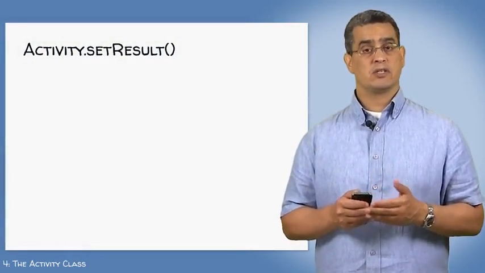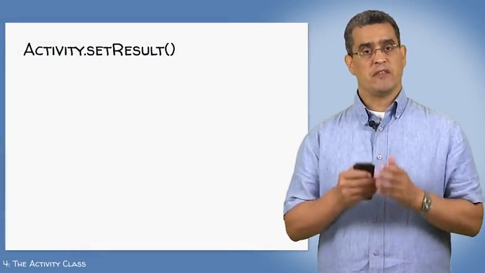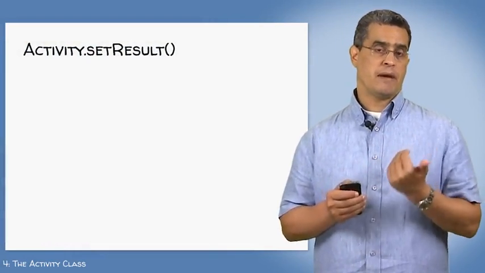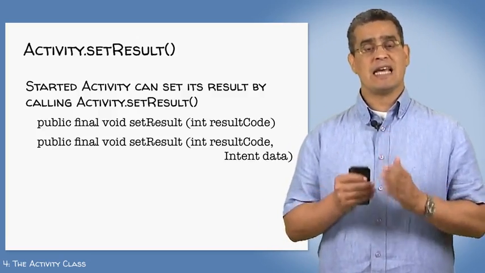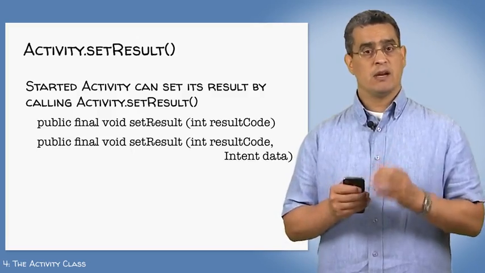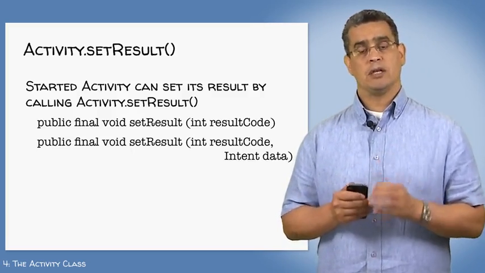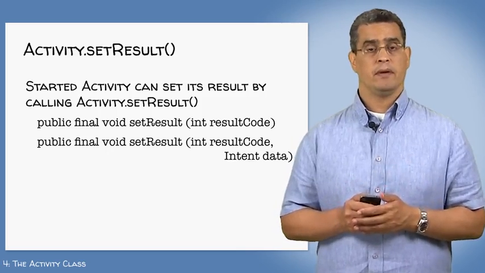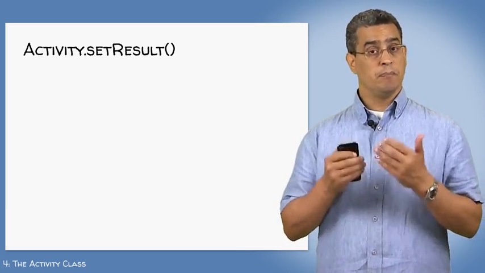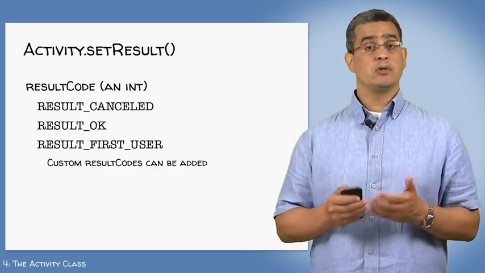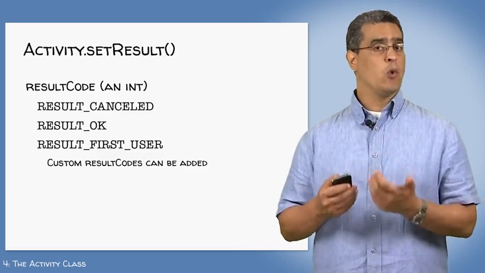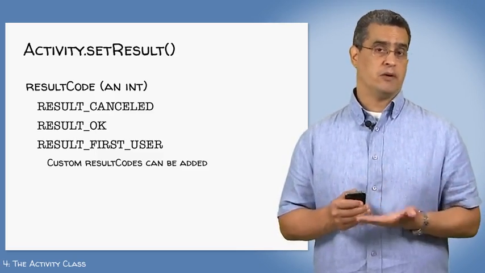Once the new activity is started, it is responsible for setting the result that should be returned back to the calling activity. And it does this by calling Activity.setResult, passing in a result code, and optionally passing in some result data. Now these result codes include some built-in codes such as RESULT_CANCELED, which indicates that the user chose not to complete the activity normally. They probably hit the back button, for example.